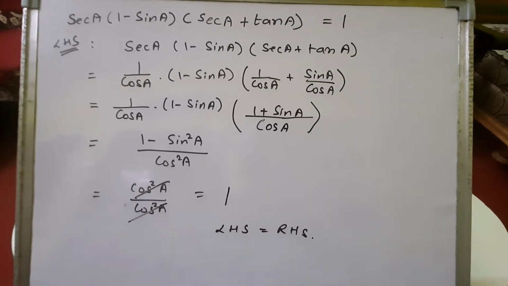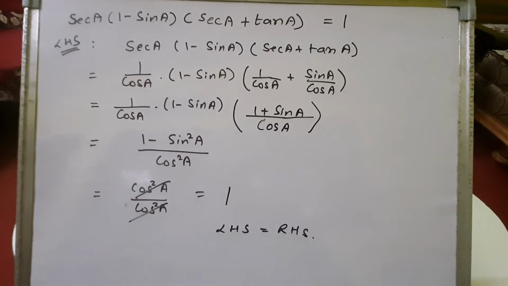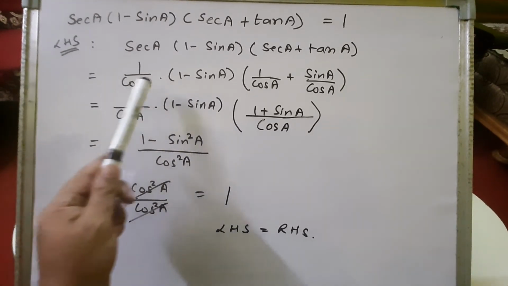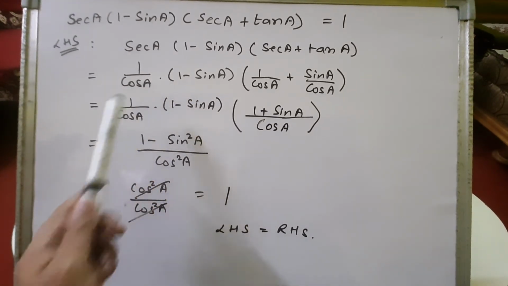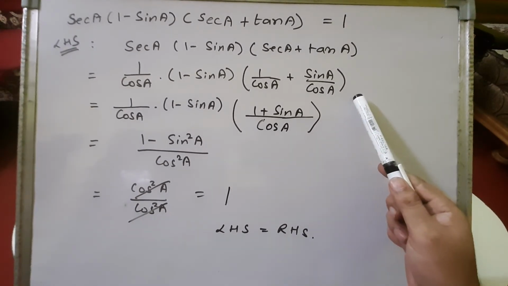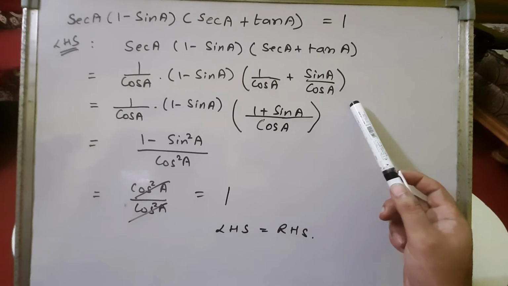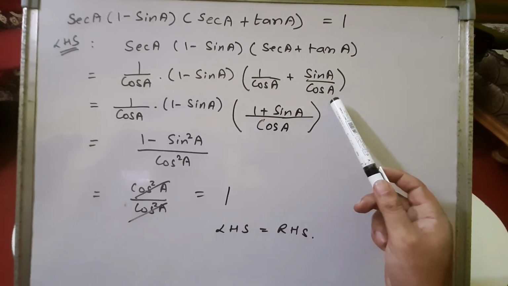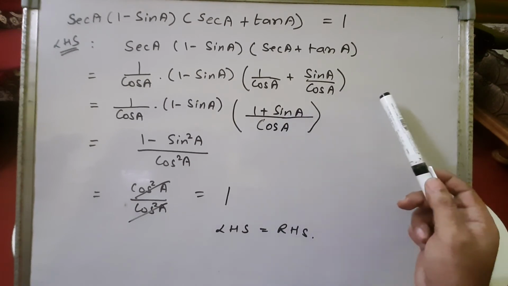Now when we simplify and substitute the value of sec A as 1 upon cos A and tan A as sin A upon cos A, what will we get? It will be 1 upon cos A into bracket 1 minus sin A, and again here we will get bracket 1 upon cos A plus sin A upon cos A. Now when we take the LCM here, we will get cos A as the LCM, and in the numerator we will get 1 plus sin A.